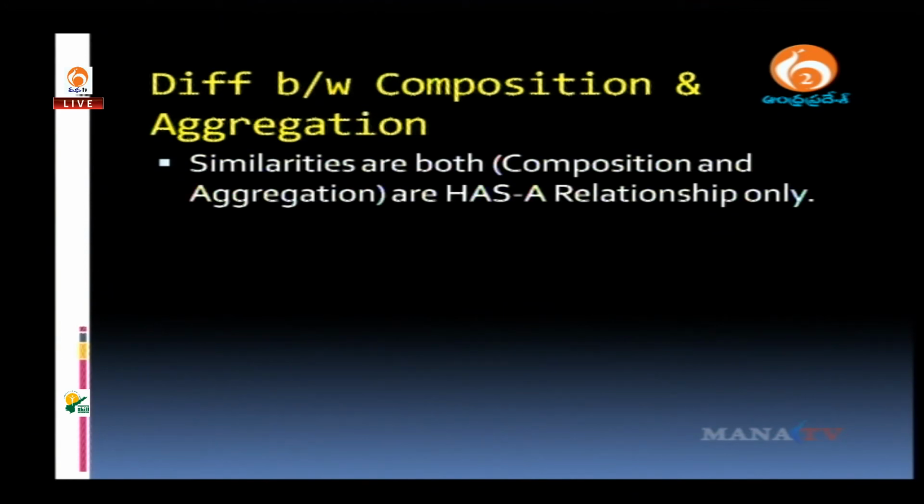Another important question: what is the difference between composition and aggregation? Now we are talking about composition and aggregation here. First of all, both are the same; both have the has-a relationship. These are the similarities of the has-a relationship, composition and aggregation. Both contain the has-a relationship. Next we see the contrast. What is the contrast between composition and aggregation?